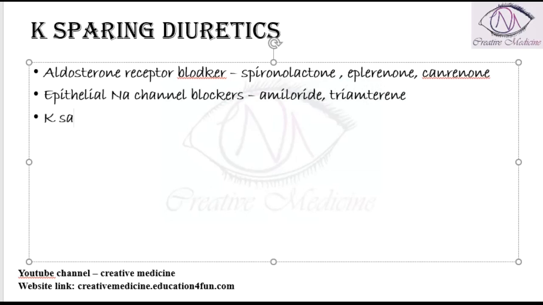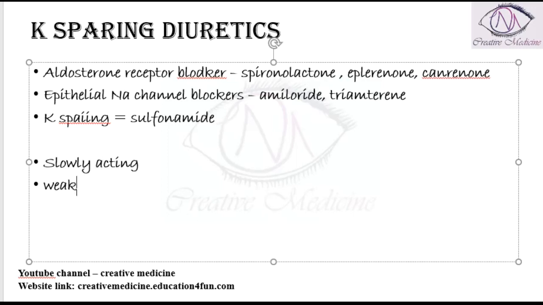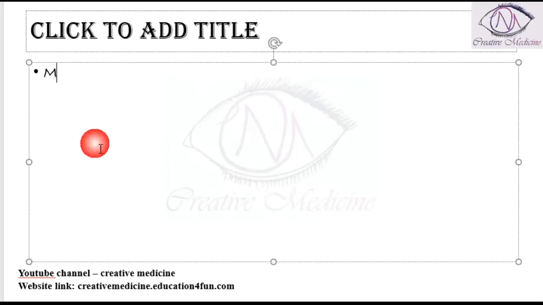These potassium sparing diuretics are actually sulfonamide derivatives, most of them. These are actually slowly acting drugs, and these are weak diuretics. So, mechanism of action of potassium sparing diuretics: number one, they block aldosterone receptors.